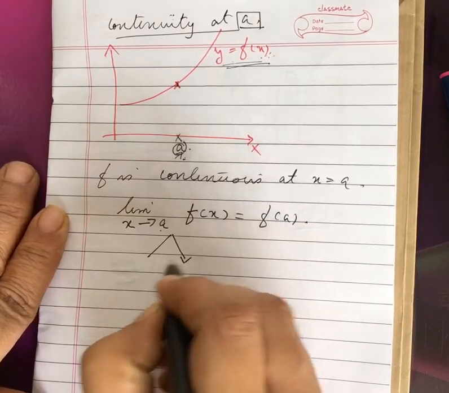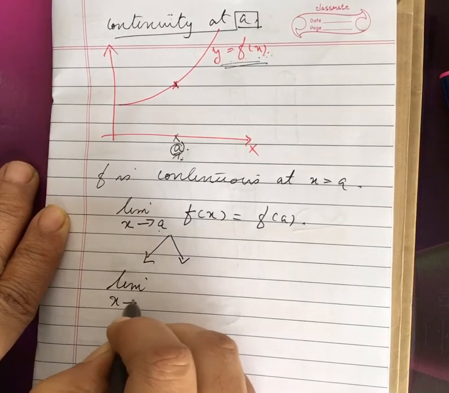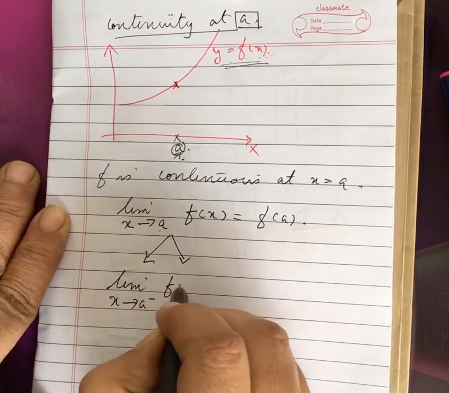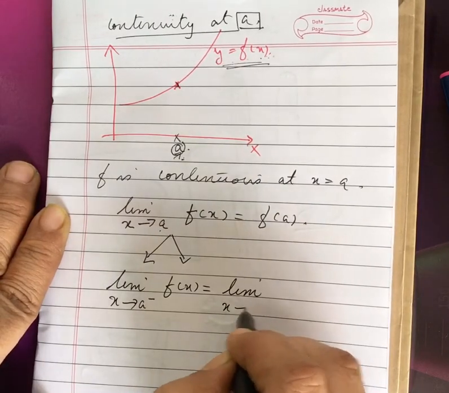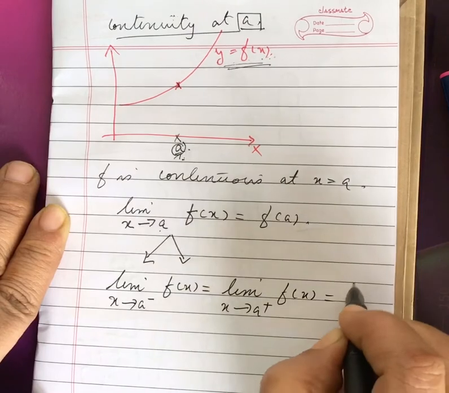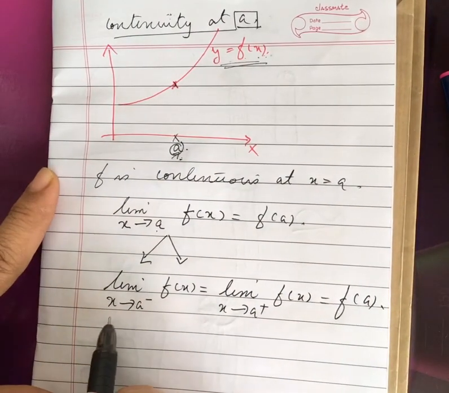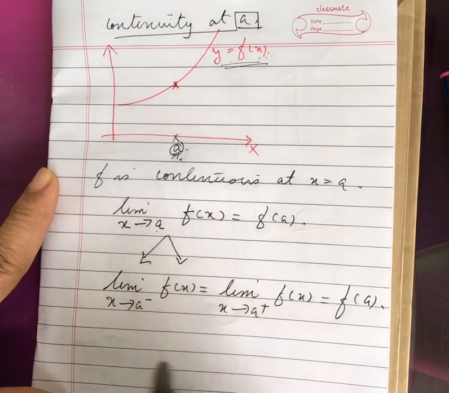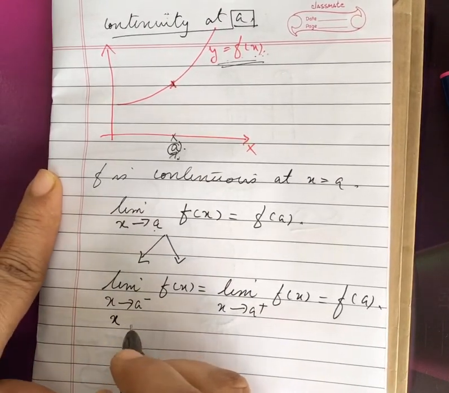So we can also write this: the limit exists if the left hand limit equals the right hand limit equals the function value at a. Now one more thing you have to know is when we have to go for this LHL and RHL: whenever x tends to a minus with a different function.